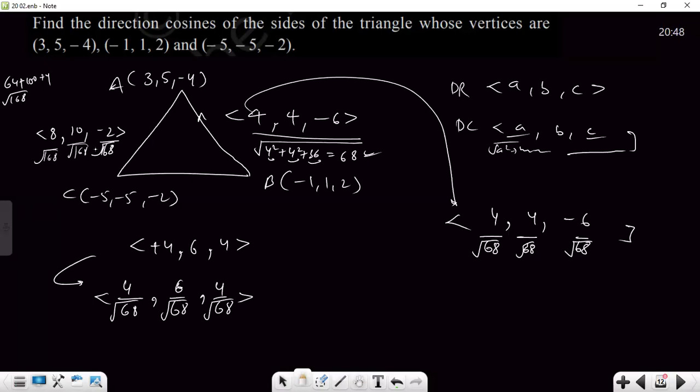68 is 17 fours are 68. Anyway, we can solve it further also. My point is made. Let's now jump to the next topic.